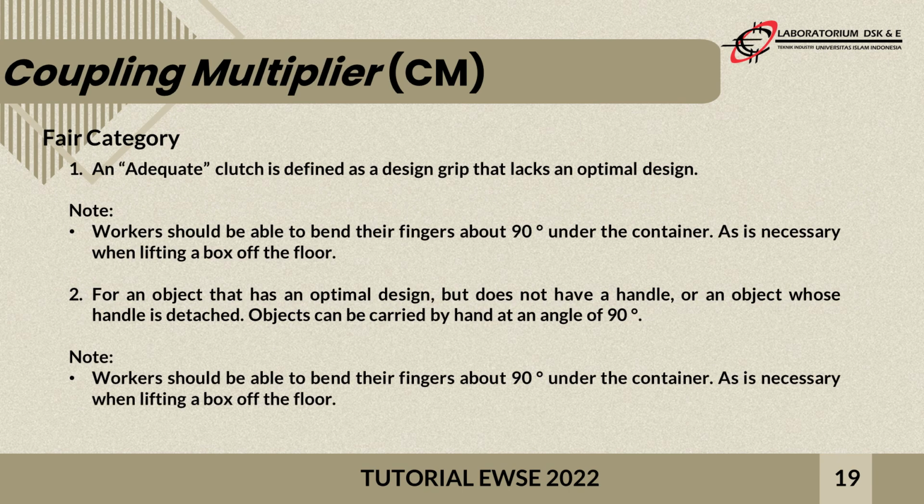And for the fair category, an adequate clutch is defined as a design grip that lacks an optimal design, and workers should be able to bend their fingers about 90 degrees under the container, which is necessary when lifting a box off the floor. And the second, for an object that has an optimal design but does not have a handle, or an object whose handle is detached, and objects can be carried by hand at an angle of 90 degrees.